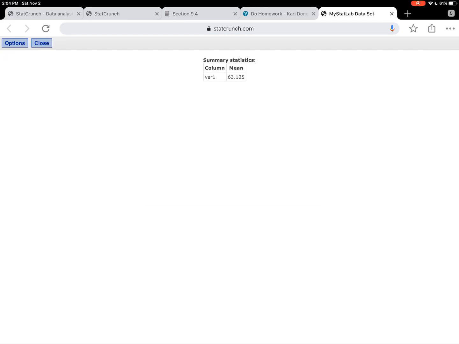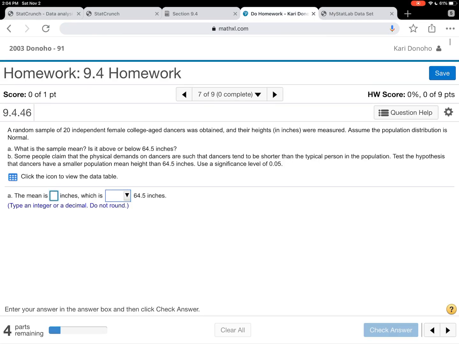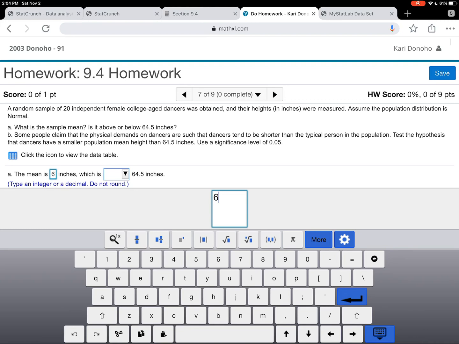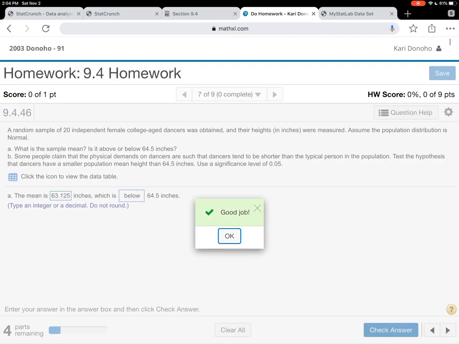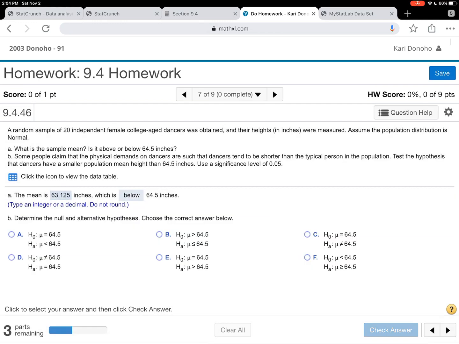The mean for this specific question is 63.125. So I can type in 63.125, and is that above or below? That is below this 64.5 inches. So I can check that. Okay, so that's sort of a review, which is a good thing to do at this point in the semester because we are approaching final exam time, and we'll want to remember that we were able to find mean, standard deviation, median, IQR, Q1, Q3, all of that stuff by using that summary stats area.